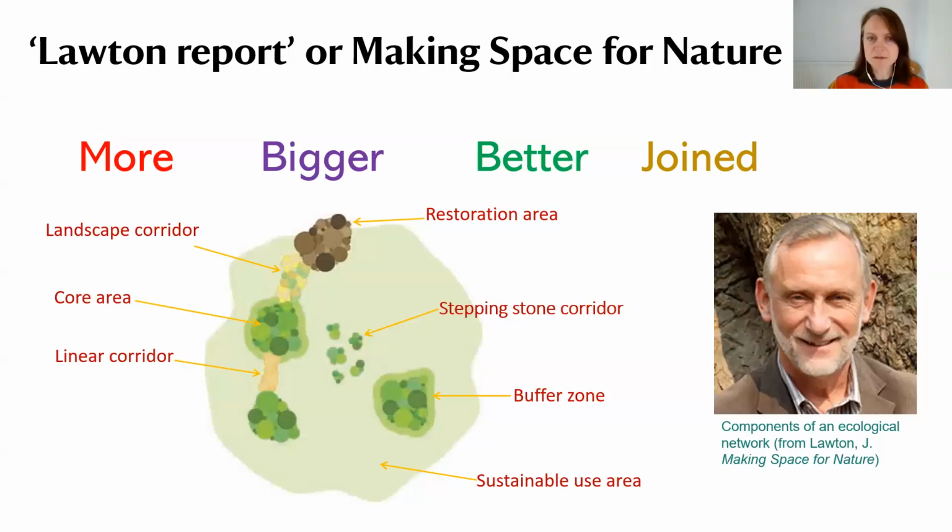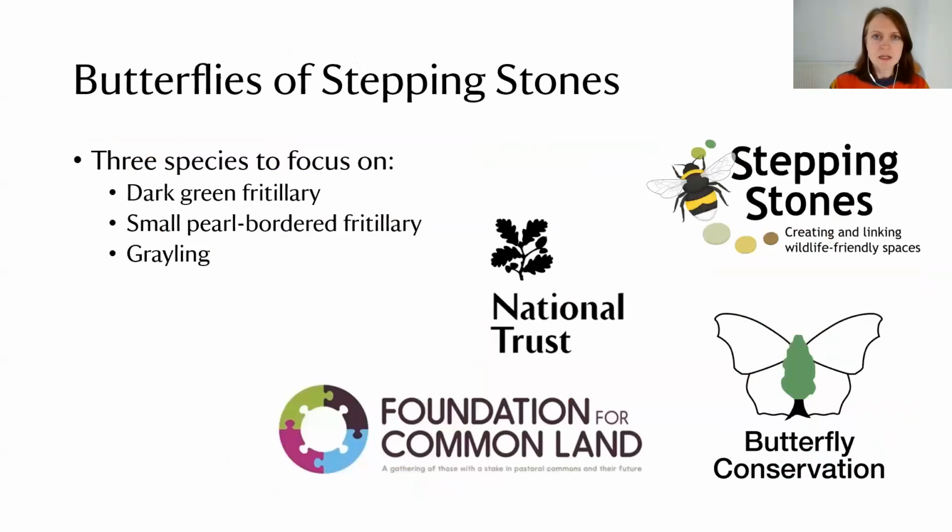And as I said, it really helped to form the project and what we're all about. So in terms of the important butterflies of the Stepping Stones area, we're really focusing on 3 species tonight. 2 fritillaries, so dark green fritillary and small pearl-bordered fritillary. Now, there used to be another fritillary species in the project area, which was the pearl-bordered fritillary. And unfortunately, we've now lost that completely, so that's become locally extinct. We still have the small pearl-bordered fritillary. And the third one is the grayling.